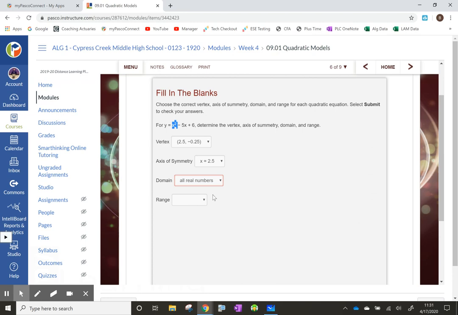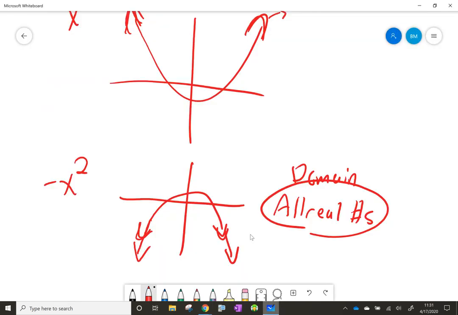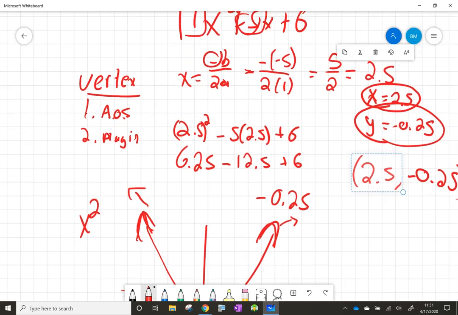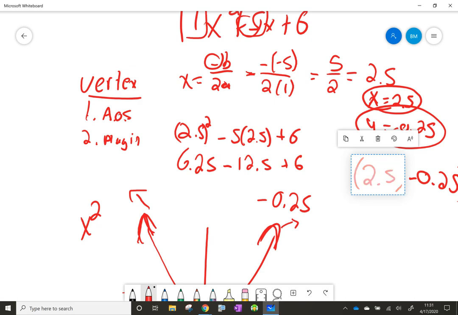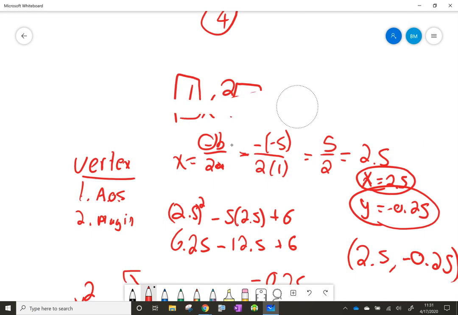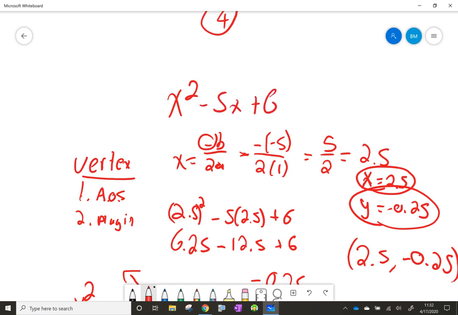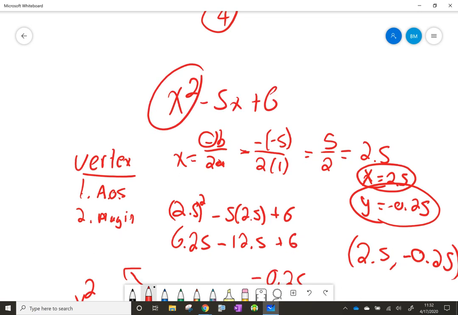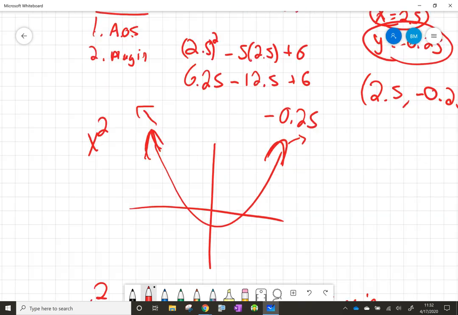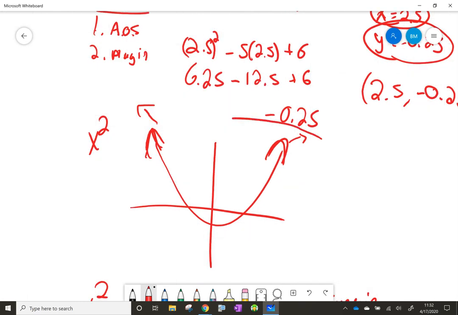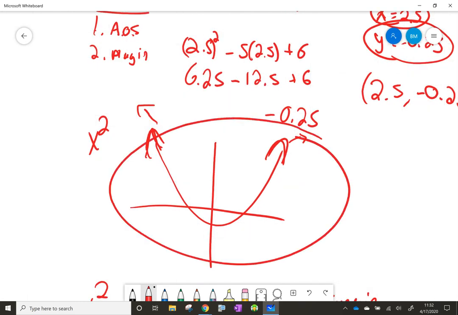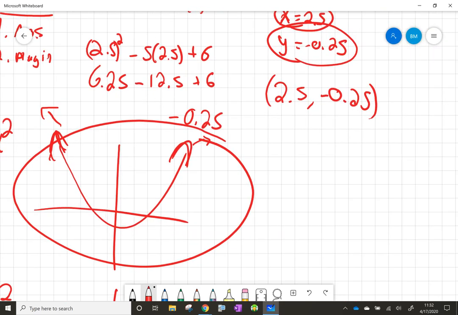Now here's the catch with the range. So since this quadratic was a positive quadratic, right? It was, let me rewrite it here. It was x squared minus 5x plus 6. Because it's a positive x squared, right? I mentioned before that means that the parabola would open upwards. It would look something similar to this one. Now our vertex is very key here.